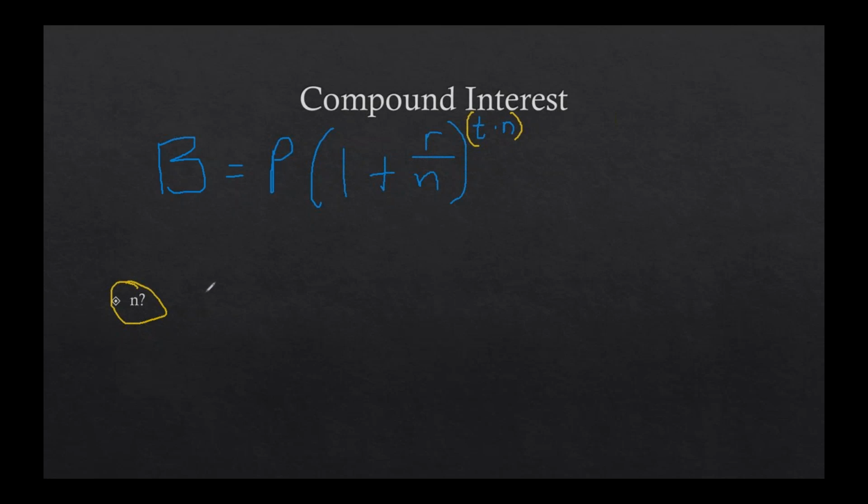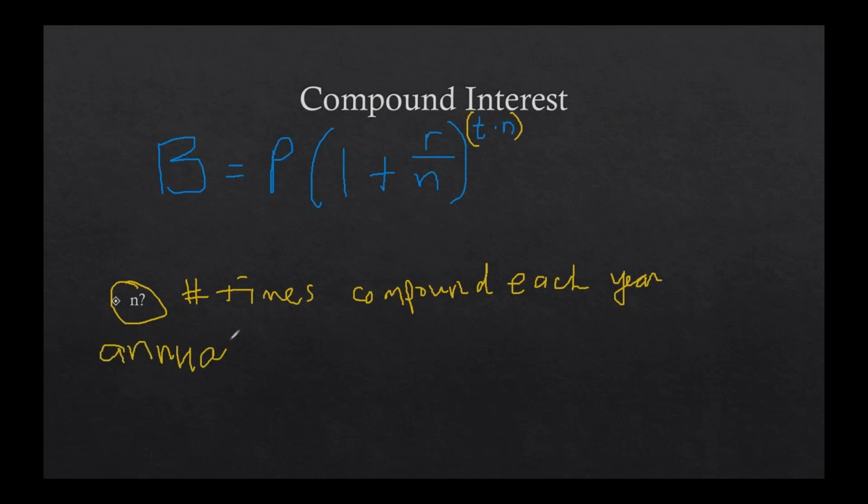I like the honesty of no. Good. Okay, so N stands for the number of times you compound each year. So this is where reading is really going to come into play. You got to make sure you're paying attention to the words. So if we say we are going to compound annually, how many times a year is that? Once, exactly. So N would be 1.